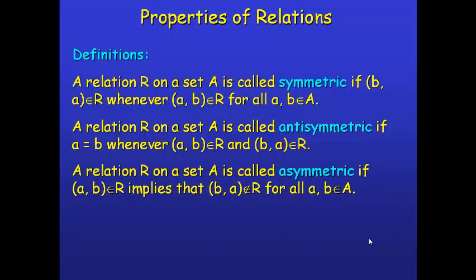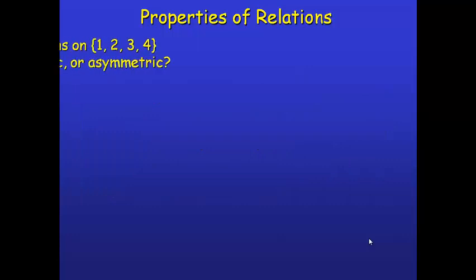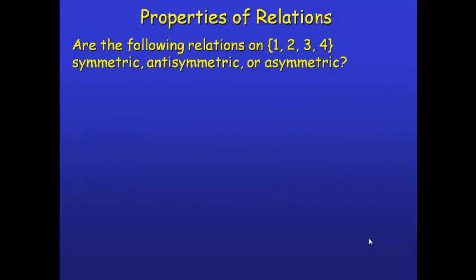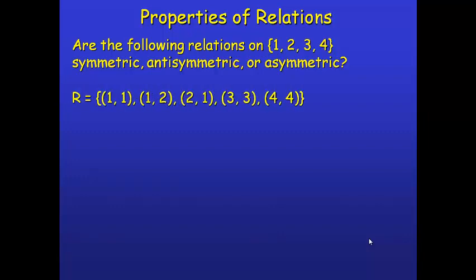A relation R on a set A is called asymmetric if (A, B) belongs to R implies that the ordered pair (B, A) does not belong to R, for all A, B belonging to A. So what is our next aim? We just have to confirm our example. Determine whether the following relations on the set {1, 2, 3, 4} are symmetric, antisymmetric or asymmetric.